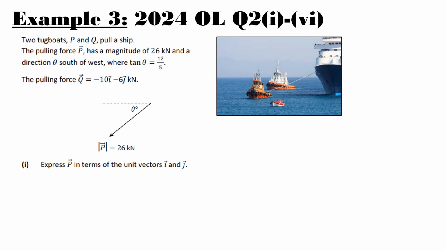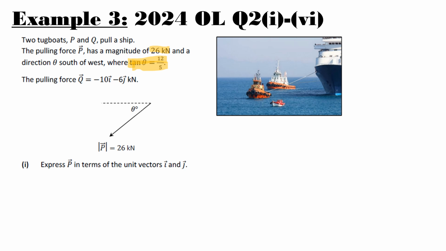So our last example in this video is example 3. It's the 2024 Ordinary Level question 2, and it's part 1 to part 6. So 2 tugboats P and Q pull a ship. The pulling force P has a magnitude of 26 kN, which is kilonewtons, and direction theta degrees south of west. And they've told us that tan theta is equal to 12 over 5.